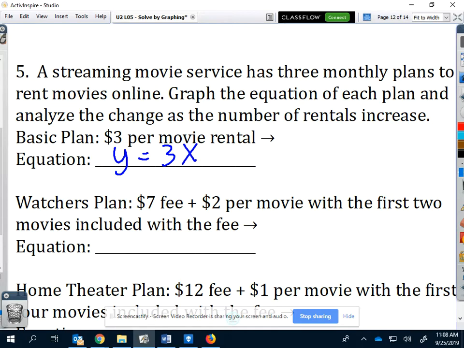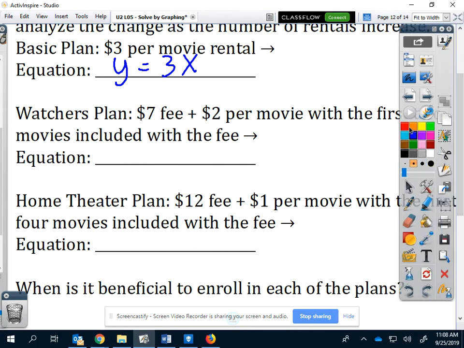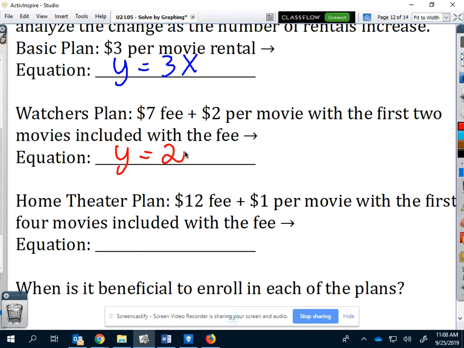The watcher's plan, though, does have a fee, and then the movies are cheaper, so it's y equals 2x plus 7. It's only $2 per movie plus the $7 fee, right?